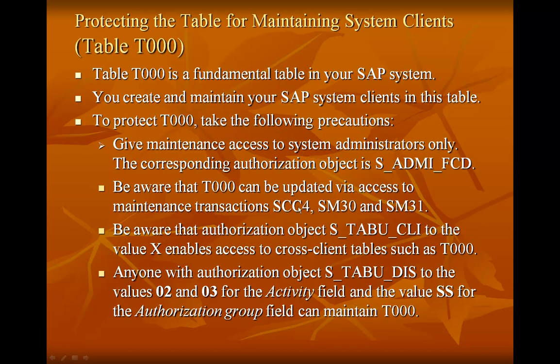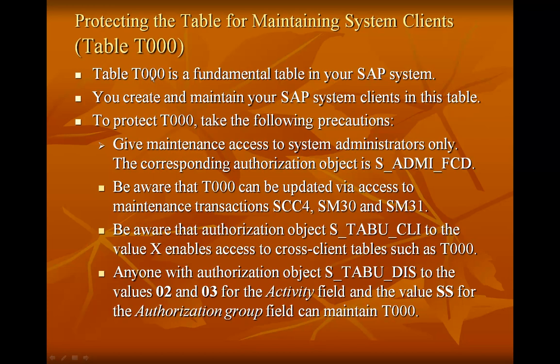Understood? If you just avoid giving SCC4 but you give SM30 and you don't control this object properly, then still people can modify the content of this table directly. Now be aware that the authorization object s_tabu_cli with the value X enables access to cross-client tables such as T000. A cross-client table means no matter which client you log into, you'll see the same contents. Client independent tables. So T000 is a client independent table.